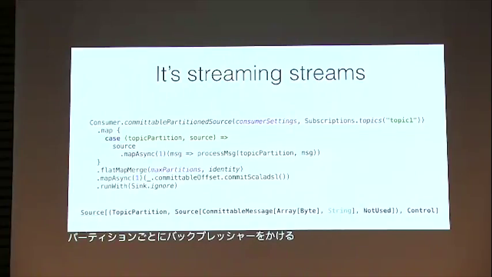So each element of the upper source, or the parent source, I should say, is a pair of information about topic and partition. So we know for which topic and which partition, or a set of topics and partitions, the inner source is assigned, and the source itself. So we can do processing for each source independently and have back pressure per partition or per set of partitions.